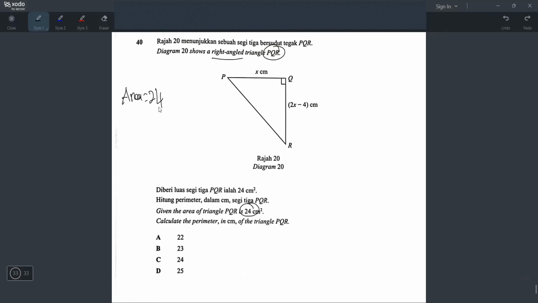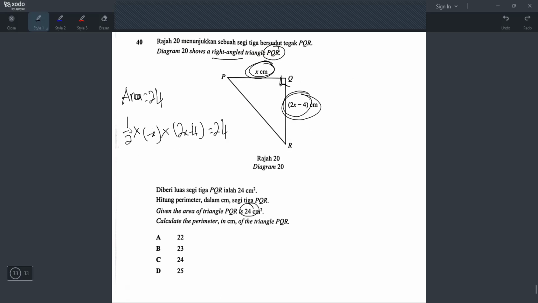So how to find X? Well, use the area information lah. What is the formula for area? 1/2 times base times height. But if you look at this triangle got 90 degrees. So the base must be this and this, right? But for triangle yang ada 90 degree, the base height will always be the two line that forms the 90 degree, which is X and 2X minus 4. And this whole thing equals to 24, right?